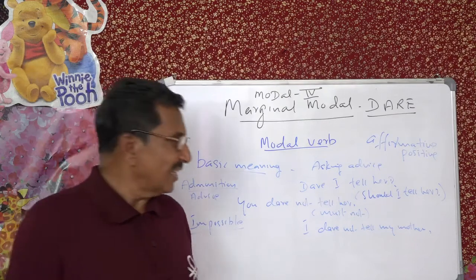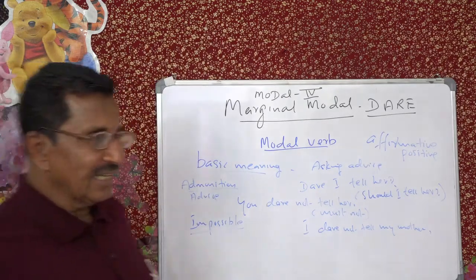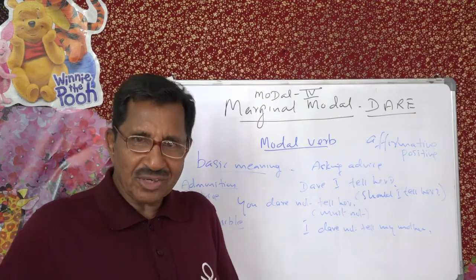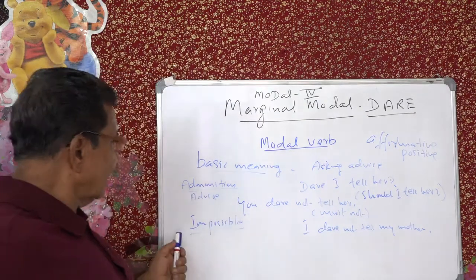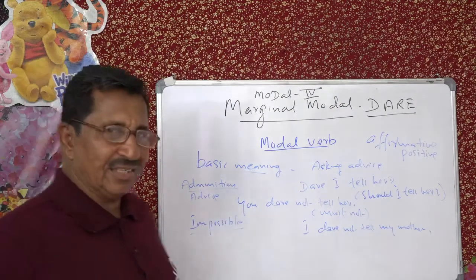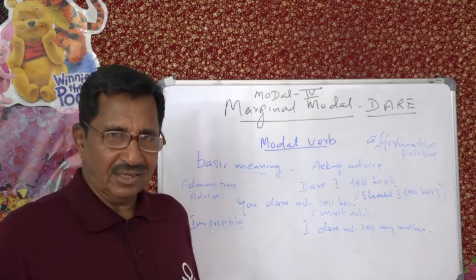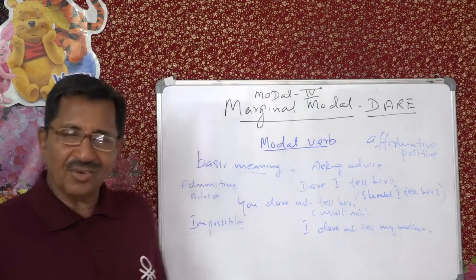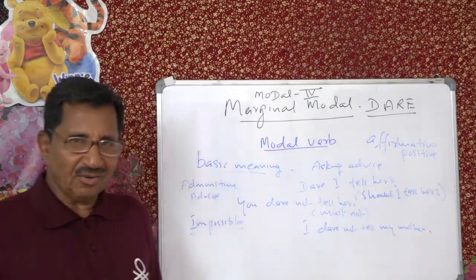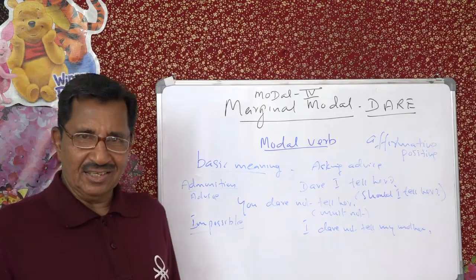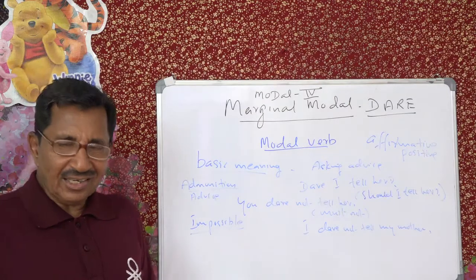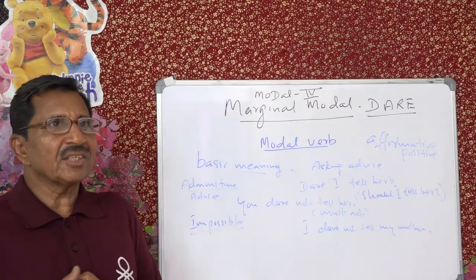Yes. So that is, dare I go? See that? So that means, should I go? Advice. And then the second meaning is admonition. You dare not tell her. That is equivalent to you can't tell her. You dare not tell her. You should not tell her. That's it. You can't tell her.